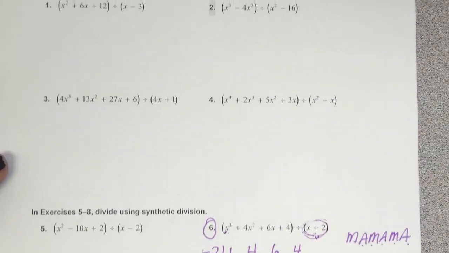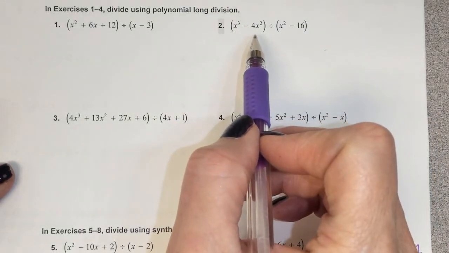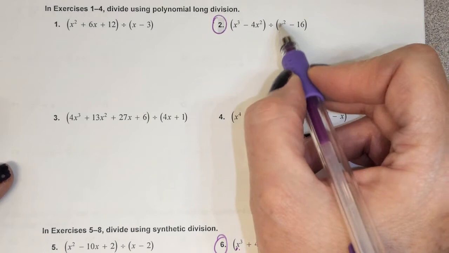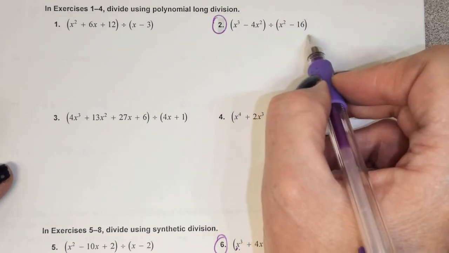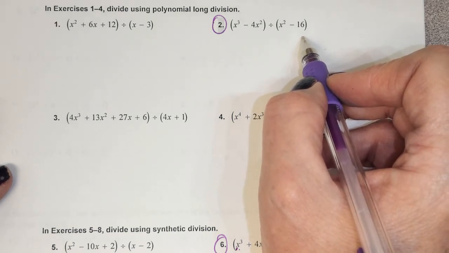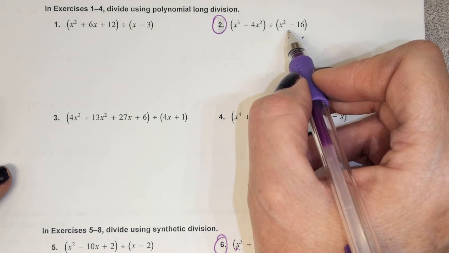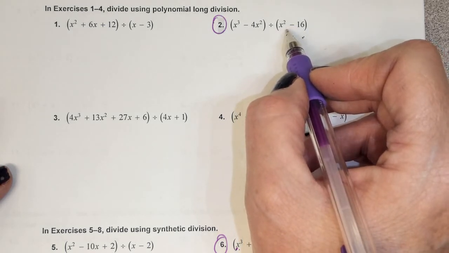But let's go up here for just a minute, and let's do one with polynomial long division. Let's look at number 2. Look, guys, you have to check out this divisor. Can I solve that and set it equal to 0? I can, but am I going to get one answer? I would get 2 answers, 4 and -4. Because of that, I cannot use synthetic. I have to use long division.